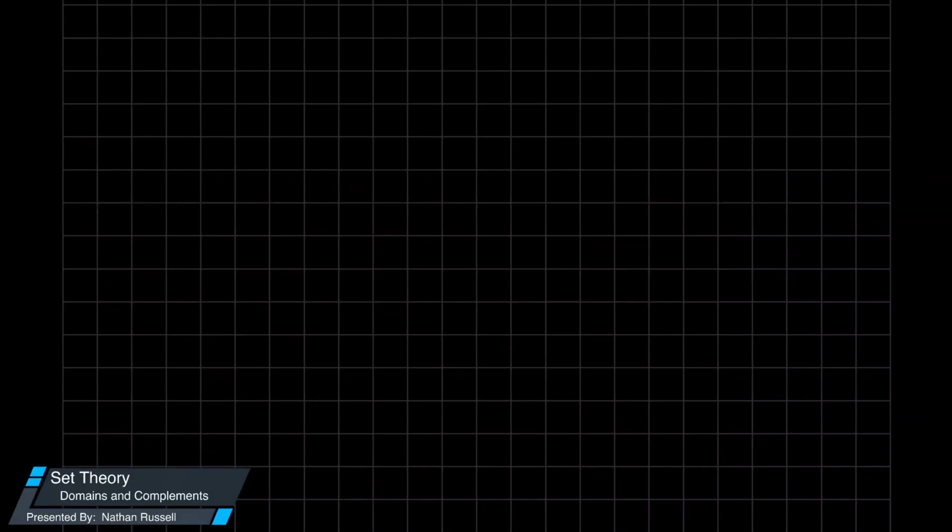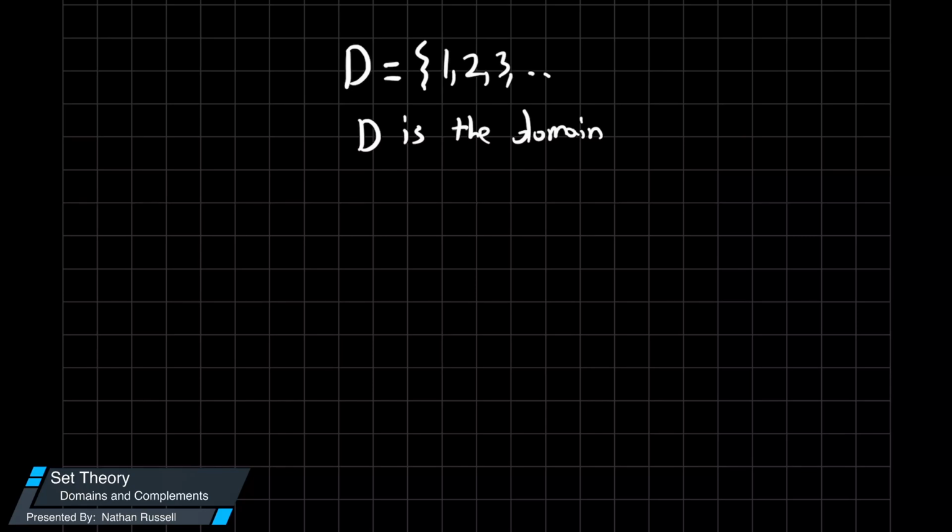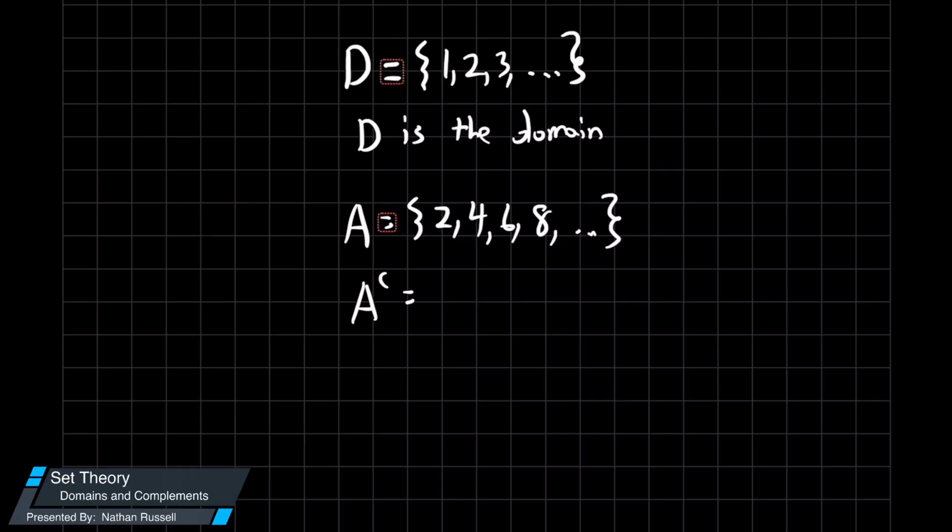Okay, to give an example of an infinite set, let's suppose that D is a set of numbers, and we'll say it's the domain. D is the domain, and we'll say it's 1, 2, 3, ..., implying an infinite set. Now let's suppose A is going to be the set of numbers 2, 4, 6, 8, ..., so effectively the even numbers starting with 2. The complement of A would then be 1, 3, 5, 7, ..., and you see that those are the odd numbers starting with 1.